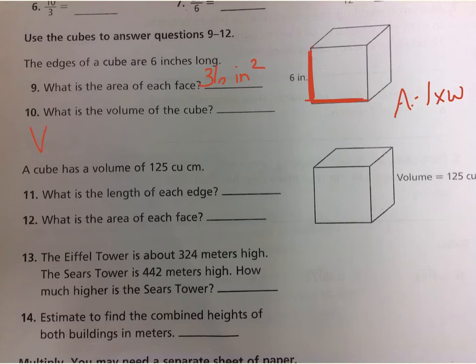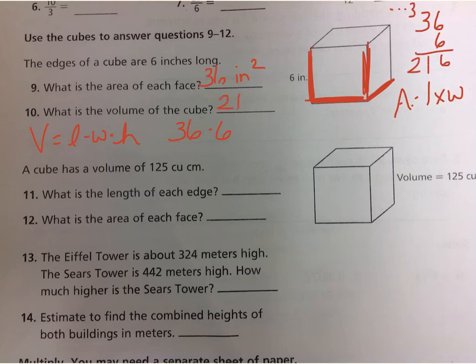The volume is length times width times height. Well, the length is 6, the width is 6, and the height is 6. So we have 6 times 6, which is 36. And then we need to multiply that by 6. So I'm going to do it over here in the corner. 18, 19, 20, 21. So I have 216 inches cubed.